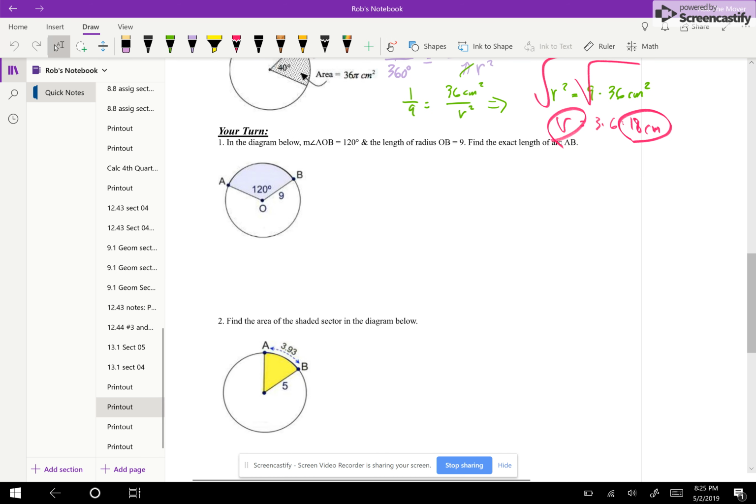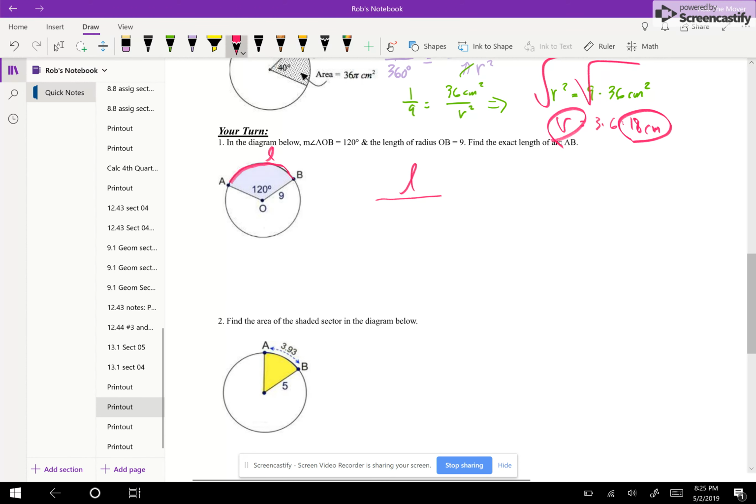Okay, guys, in turn one, we're looking for the arc length, not the measure of the arc. The measure of this arc would be 120 degrees, but we're looking for the length. The length of that arc is going to be a part of the whole circumference. So let's call that length L. The part to the whole would be L to the complete circumference.